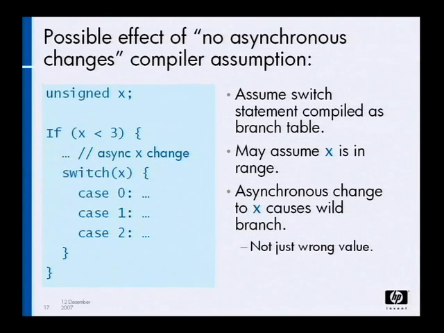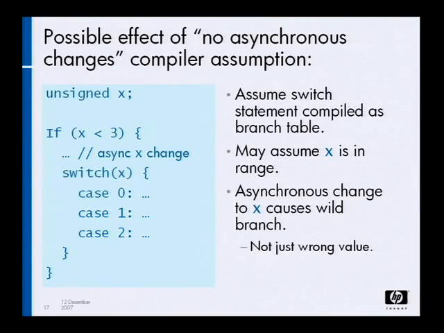So here's an example of the kind of assumptions that a compiler is currently allowed to make, and what can happen if that assumption turns out to be false. Assume we have some unsigned integer variable x, and then we check that x is less than 3.